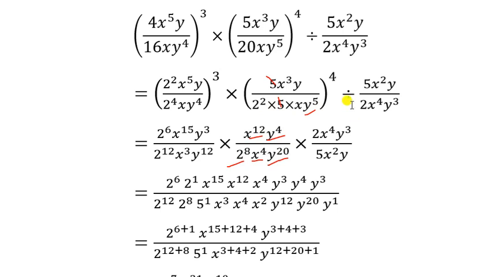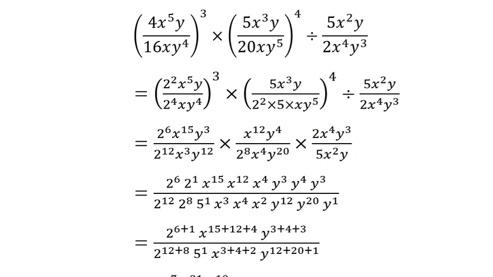In the same way this division will change into multiplication. That means we have to write the reciprocal form of this term. Reciprocal form. So 2 x to the power 4 y to the power 3 and 5 x to the power 2 y. Simple y. Okay. Now we'll arrange according to number and variable.